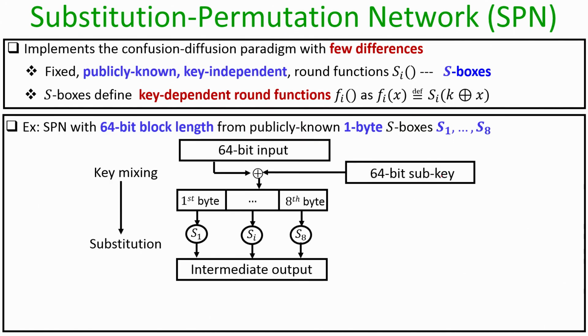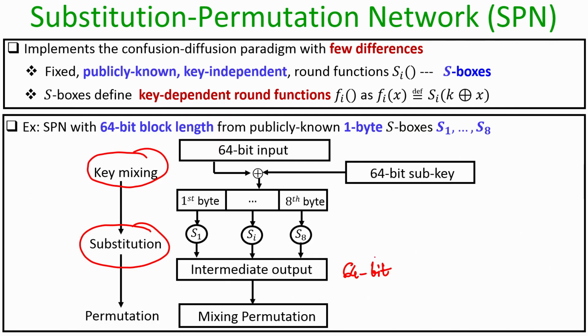So, the first step, where we do the masking of the current input with the subkey, is denoted as the key mixing step, and this key mixing step is followed by a substitution step, where the outcome of the key mixing step is interpreted as individual bytes and they go through the individual S boxes, and as a result I obtain a 64-bit intermediate output. The substitution step is followed by a permutation step, where we do the shuffling, namely we apply a mixing permutation, and this mixing permutation also will be publicly known. So, in this whole architecture everything will be publicly known except the value of the key.